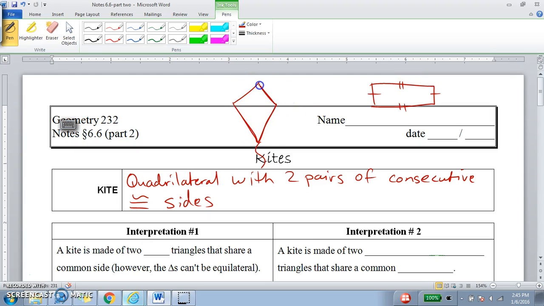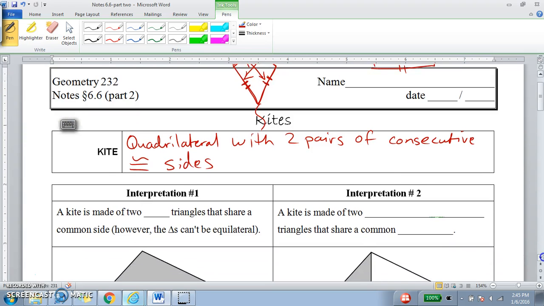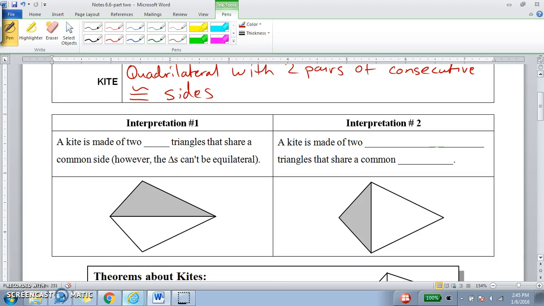So if we look at this kite right here, this side is congruent to this side. These two are right next to each other. And this side is congruent to this side. These two right next to each other. But the sides across from each other or opposite from each other are not congruent to each other. So there's two different ways to think about a kite because these are much different than the ones we've been learning about. They're a little bit confusing.